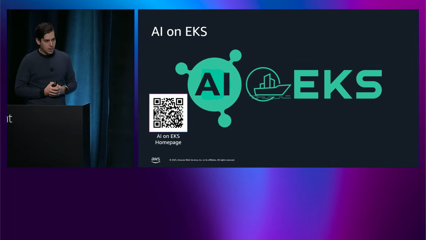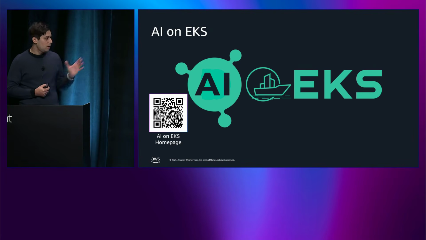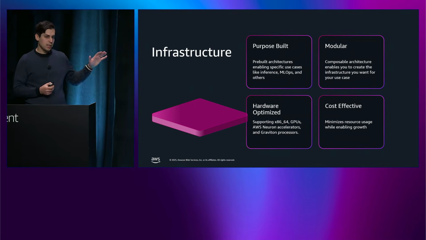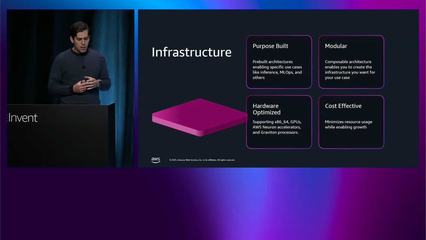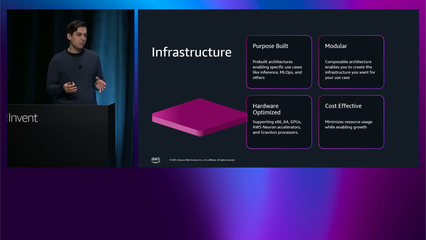And so we have this open source repository called AI on EKS. Please feel free to visit it. Basically, it has a three-tiered strategy of what we offer. It's exactly those layers. On the infrastructure side, what we have are purpose-built architectures that are able to give you training or inference or MLOps, agentic, basically all the components you need to run whatever workload you want to put on top of it.